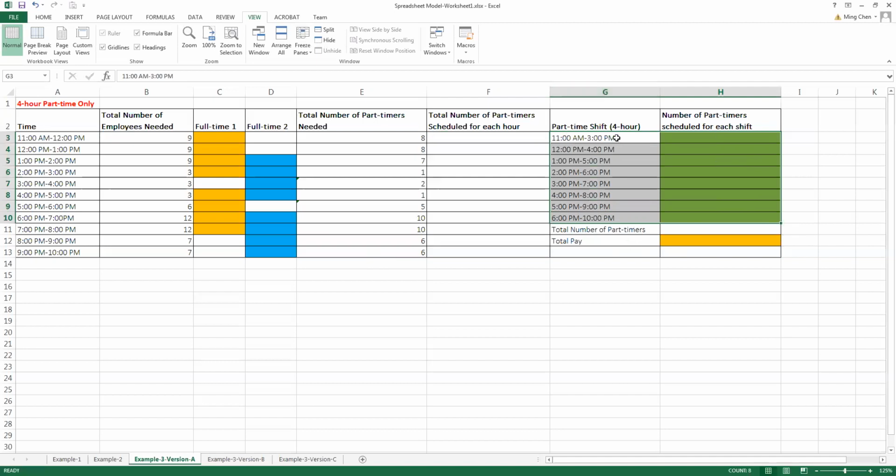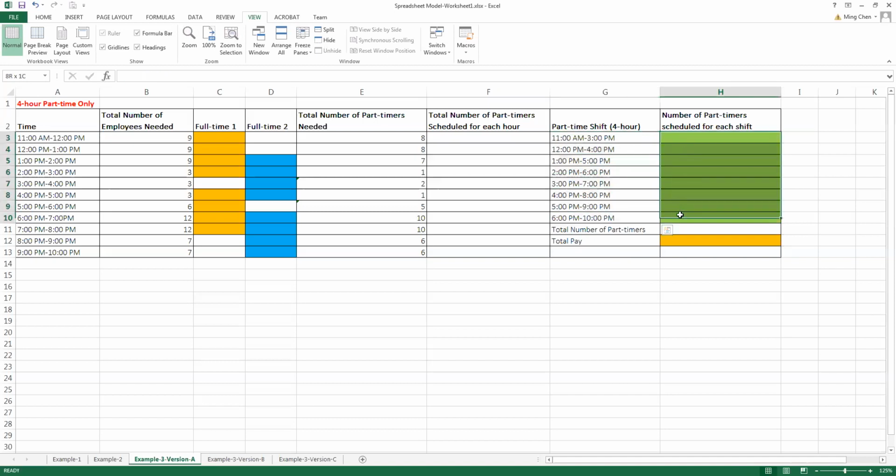So column G lists all the possible part-time shifts. You can hire somebody from 11 to 3, that's 4 hours. You can also hire somebody working from 12 to 4, 4 hours, 1 to 5, 4 hours, or even 6 to 10, 4 hours. So column G shows all possible 4-hour shifts.